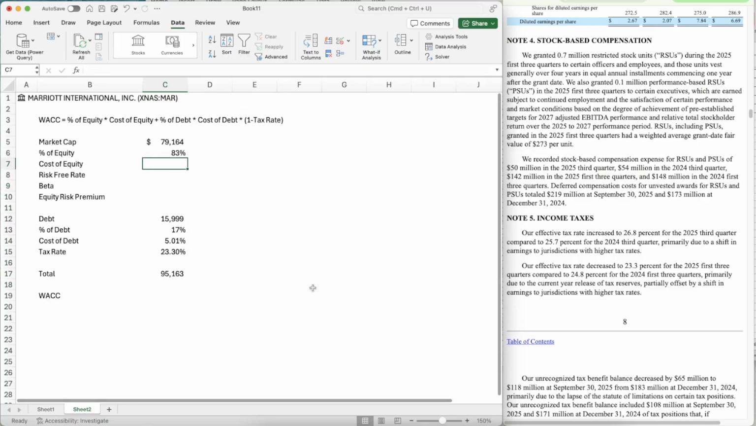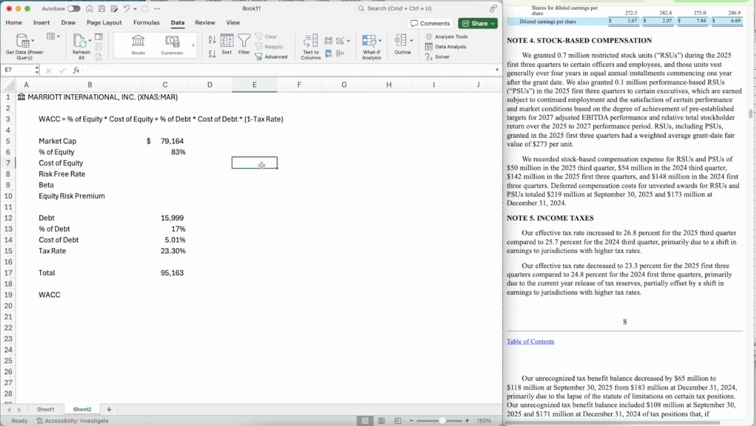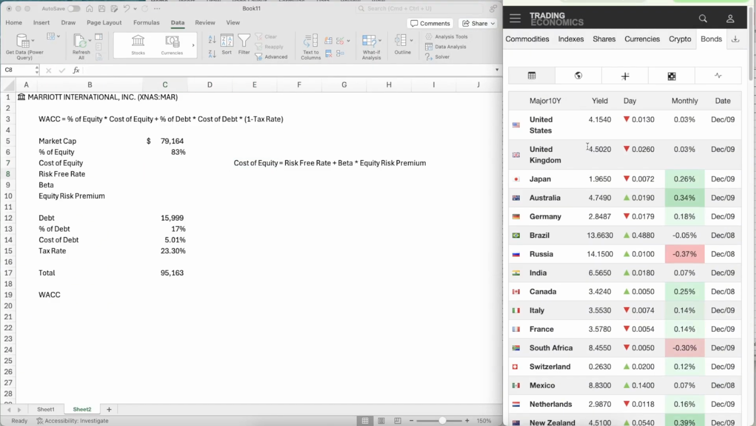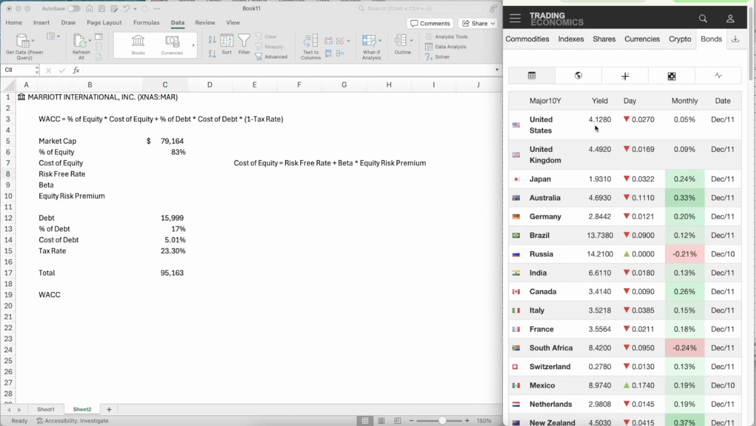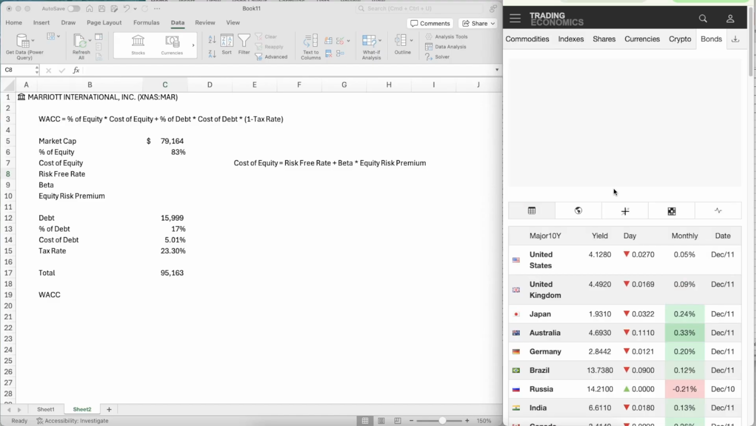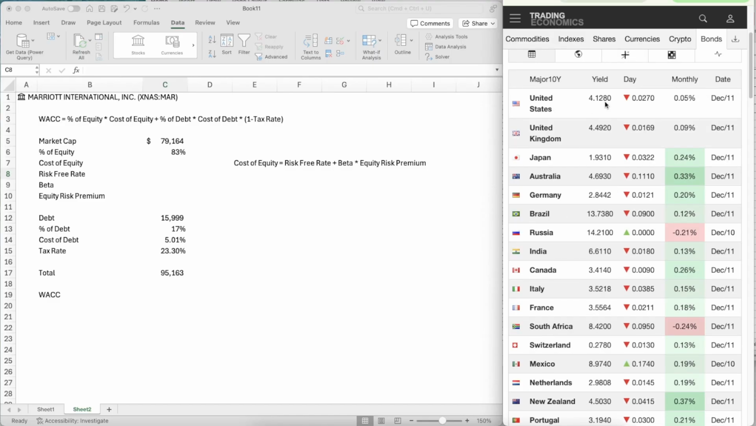So now all we have left to build is the cost of equity. So the cost of equity equals your risk-free rate plus your beta multiplied by your equity risk premium. So we know the risk-free rate. We just use the US 10-year treasury. Let me just refresh this so that we can see what the rate is. 4.128%.